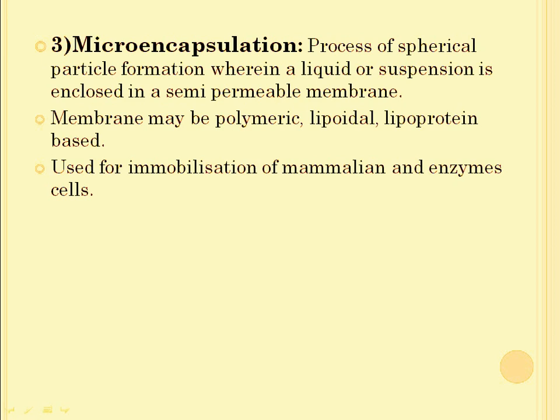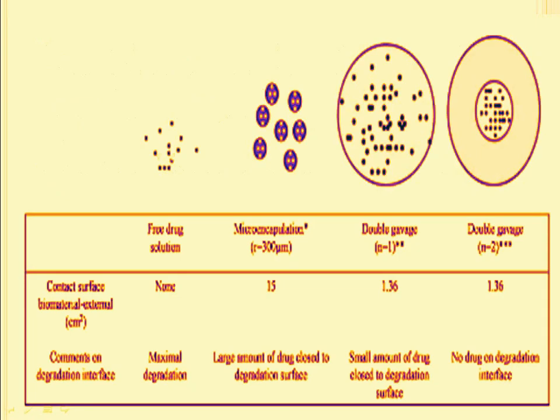The third method is microencapsulation. It is a process of spherical particle formation wherein a liquid or suspension is enclosed in a semi-permeable membrane. They are encapsulated in a semi-permeable membrane. The membrane may be polymeric, lipoidal, or lipoprotein based. They are used for immobilization of mammalian enzyme cells. You can see the diameter of the contact surface.